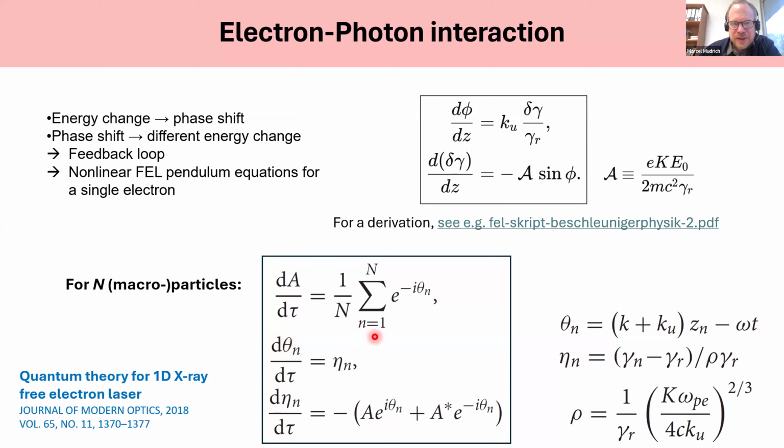And that's one equation, and here's a second equation, which again couples deviation of the energy, the eta, to, in this case, okay, here it's sine phi. Here this is just cosine phi.